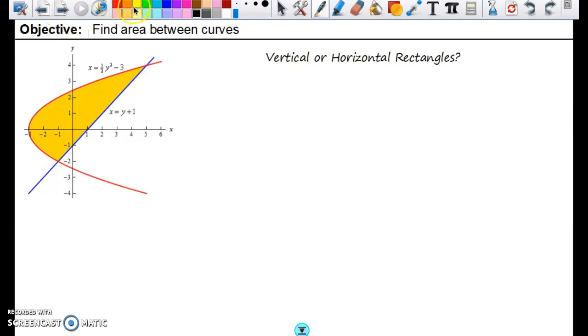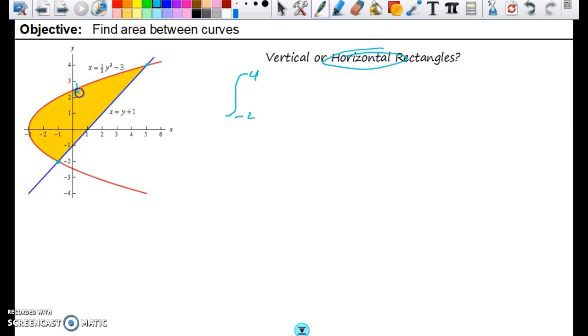So on this graph, would we be using vertical or horizontal rectangles? In other words, will it be solve for x or solve for y? Kind of gave it away, I suppose, by giving the function rules. We're going to be using horizontal rectangles. So what are the bounds of integration? Well, integrating from this intersection, where they meet, at -2, to this intersection, which looks like 4.